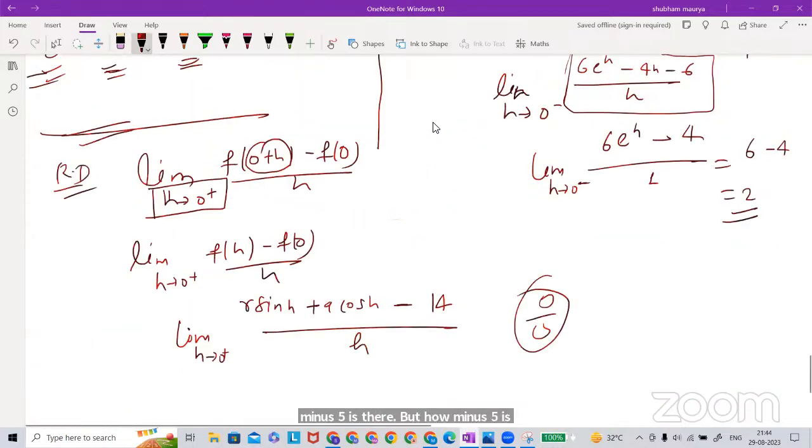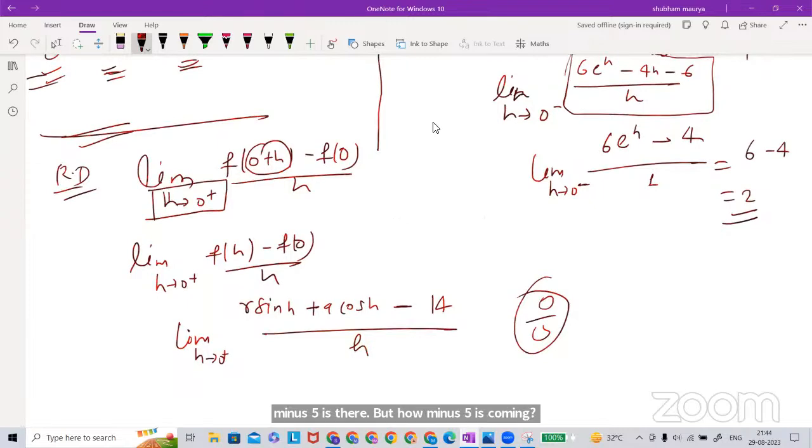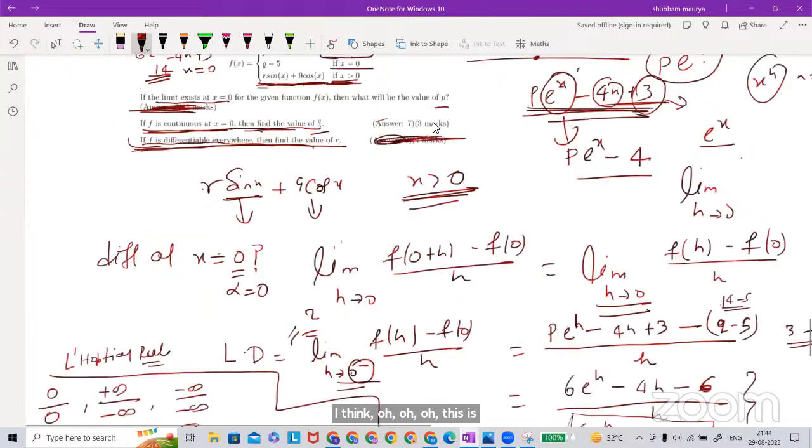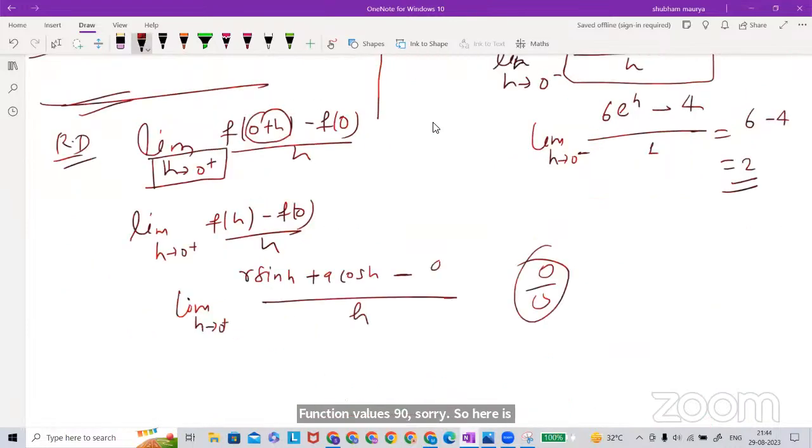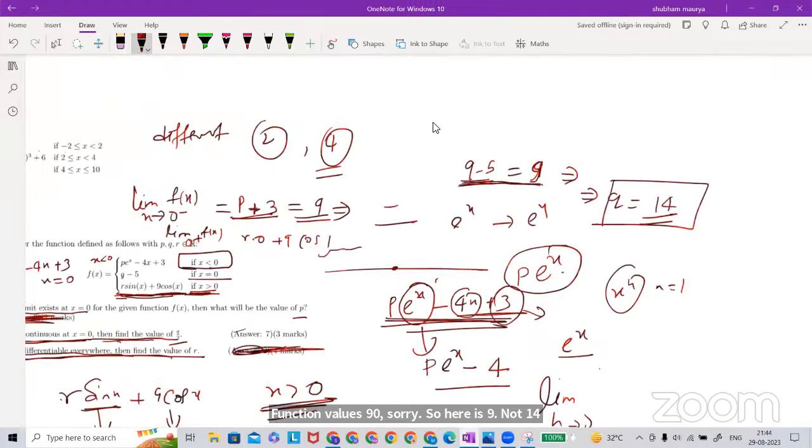I think the function value is this one. Here it is 14 minus 5. No, here it is not 14. With the Q value we got 14, but the function value is 14 minus 5, which is 9. Oh, sorry. So here it is 9, not 14. That's the missing part we had. So here it is actually 9.